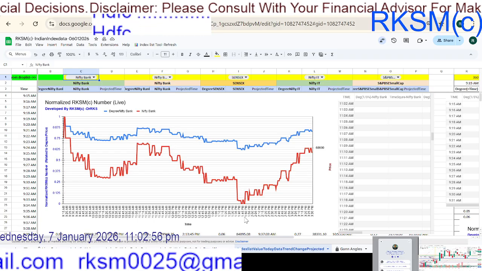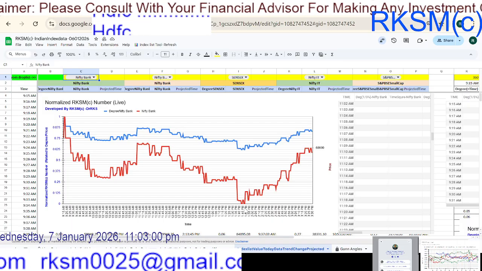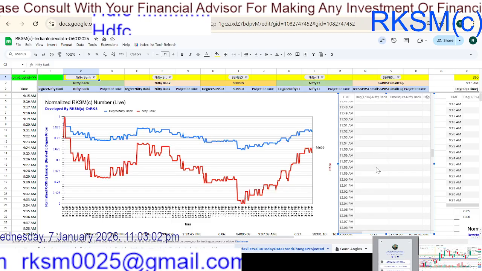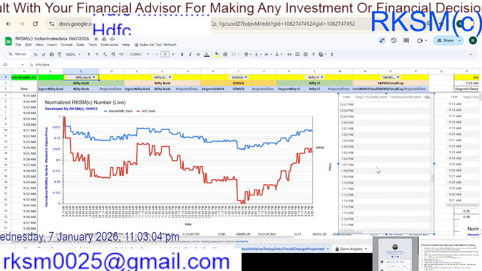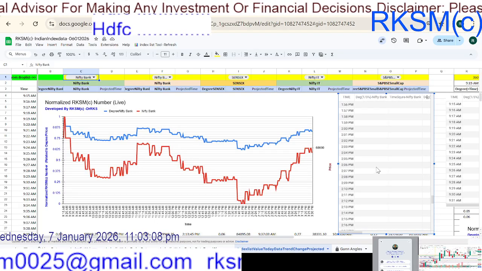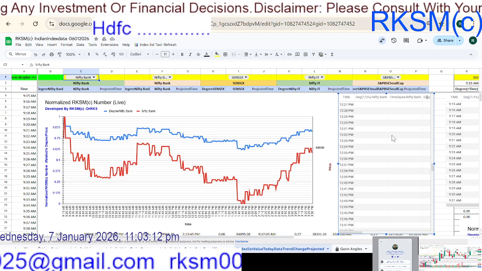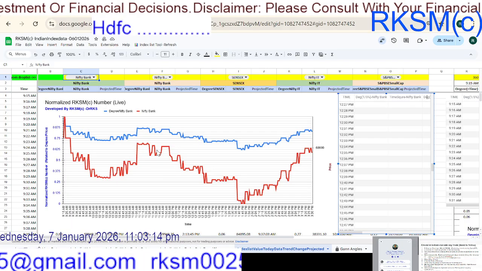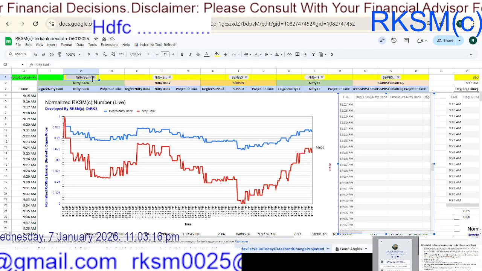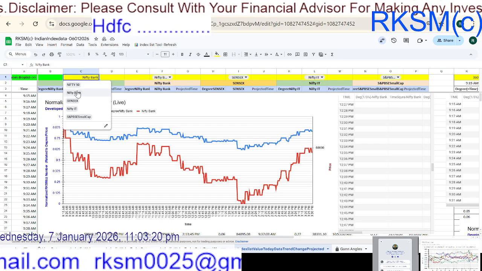So what is the 145? If you see, this 145 is the time of the reversal. Okay, if you go here and see the timing, if there is a change, then you will find it here. Whatever it is, it will come here. So you can have a look here.